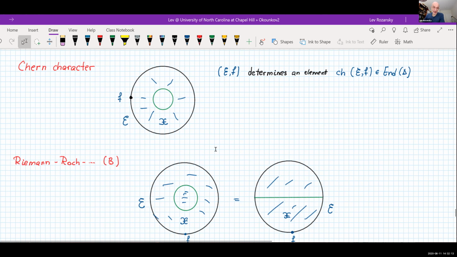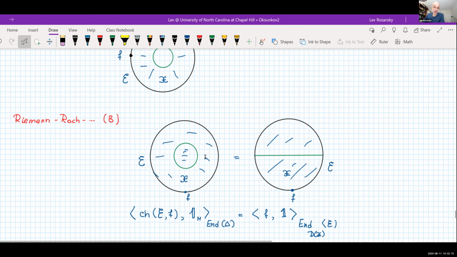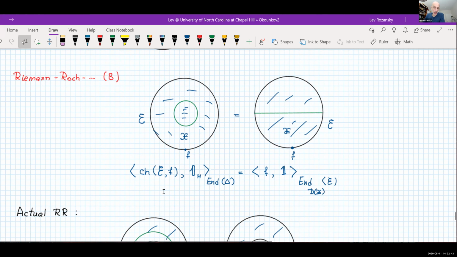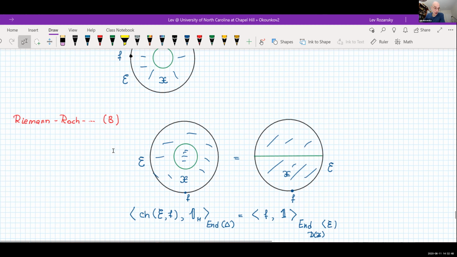Now, if you have a disk which is colored by X, you have sheaf E on the side of the disk, and you have endomorphism F on the boundary. To this, you should associate a number, because on the outside there is nothing, or just X, which is 1 point, trivial X. And there are two ways to compute this number, depending on how you want to cut the disk. The first way is to cut it along the green circle. So from the outside, you get the Chern character. From the inside, you get this identity, which we saw here.